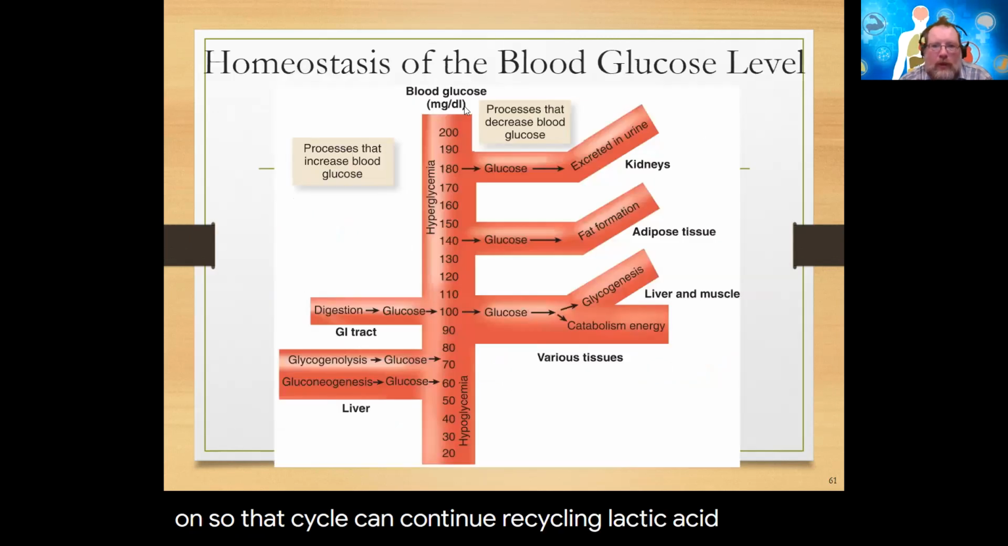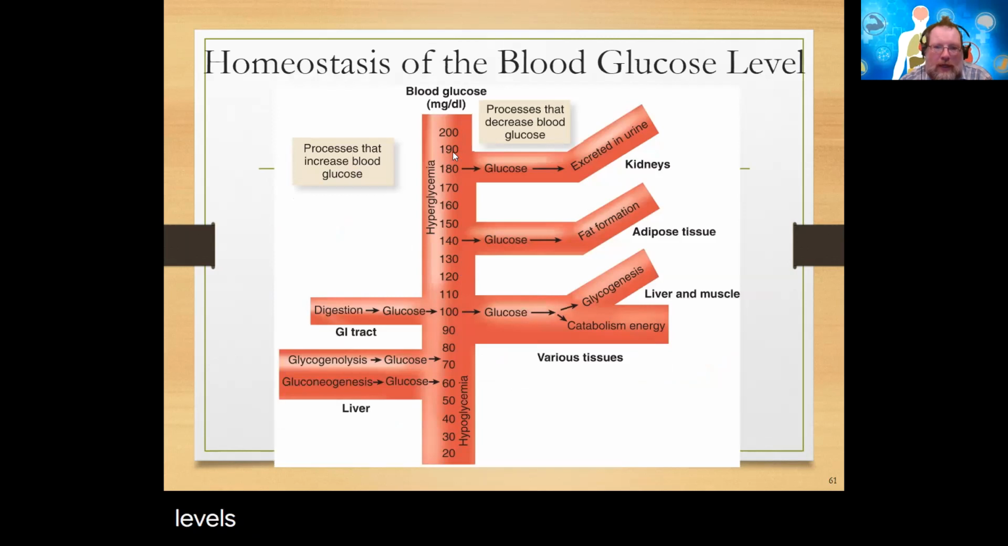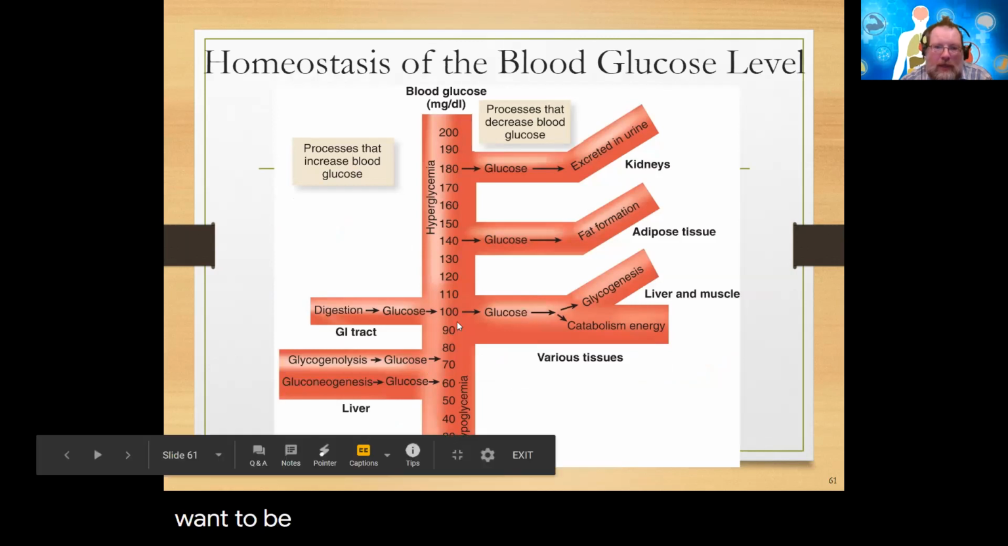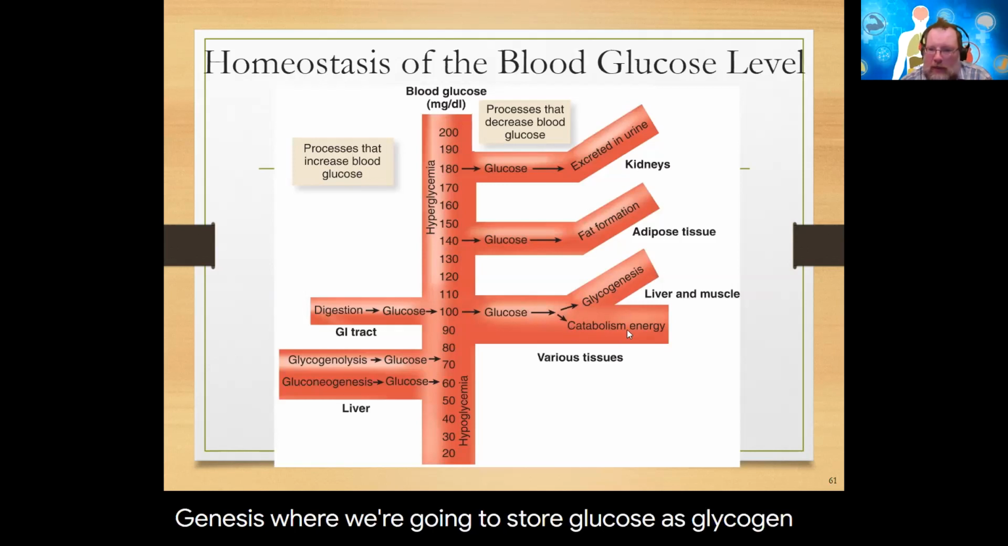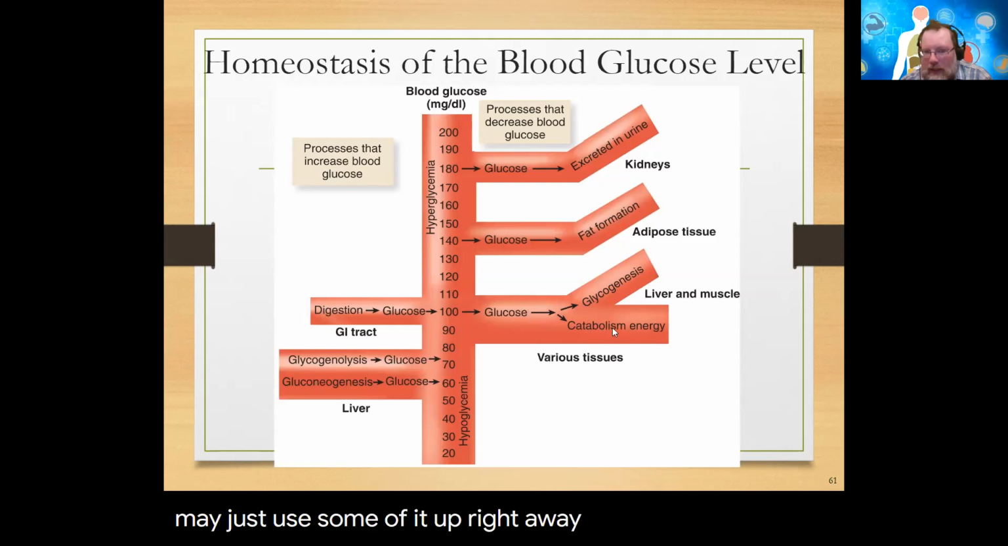Blood glucose levels, again, hyperglycemic. If I'm hyperglycemic, generally I want to be right around 100, right? So if I get much higher than that, I'm going to pee it out potentially. I may store it as fat. I may store it, go through what's called glycogenesis, where we're going to store glucose as glycogen. I may just use some of it up right away as energy.